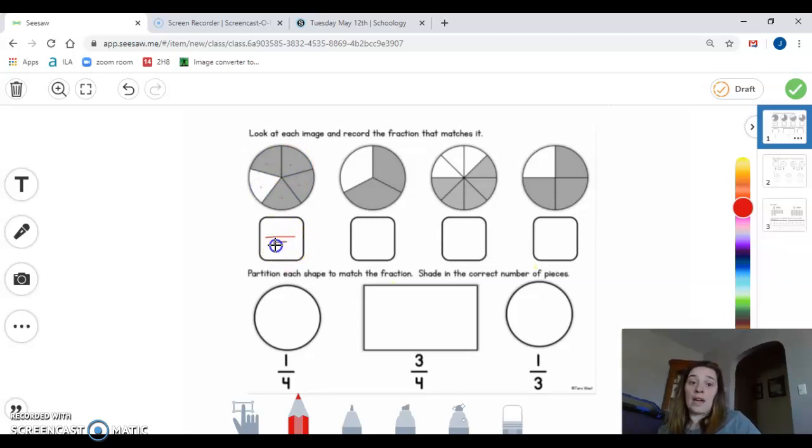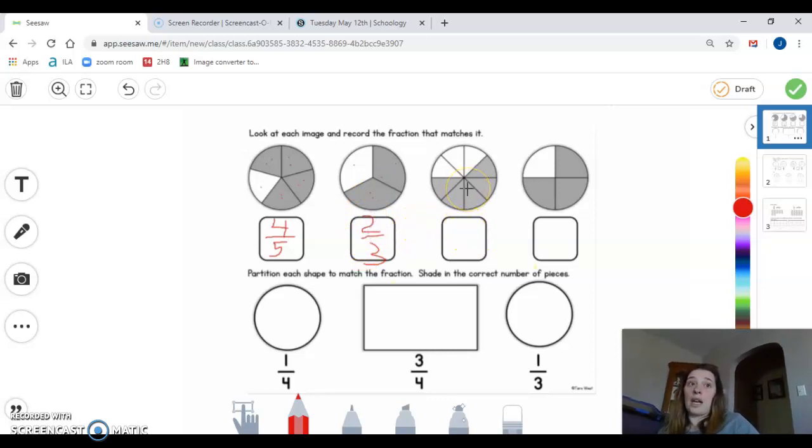5 parts, which is my denominator, 5. Then I'm going to count how many parts are shaded. 1, 2, 3, 4. So that is my numerator. So my fraction is 4/5. Same thing here. I'm going to start with the line. Then I'm going to count how many parts there are all together. 1, 2, 3. So 3 is my denominator. Then I need to know how many parts are shaded. 1, 2. So 2 is my numerator.